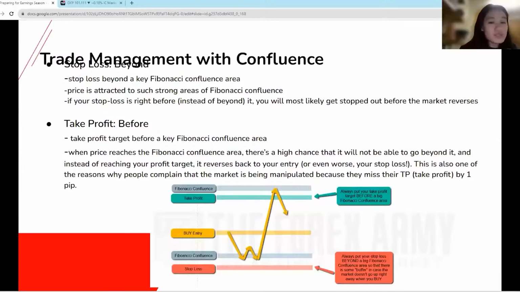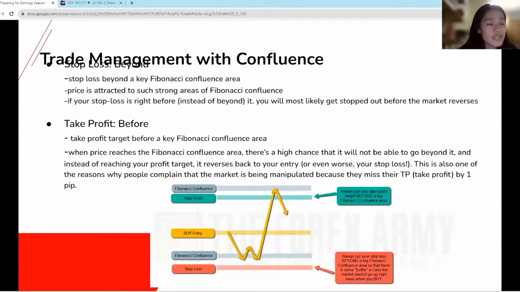The reason for this is because more often than not, price is attracted to such strong areas of Fibonacci confluence. And if your stop loss is right before instead of beyond it, you will most likely get stopped out before the market reverses.